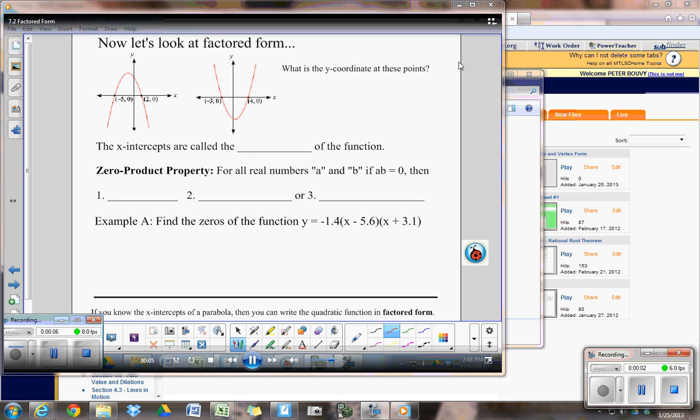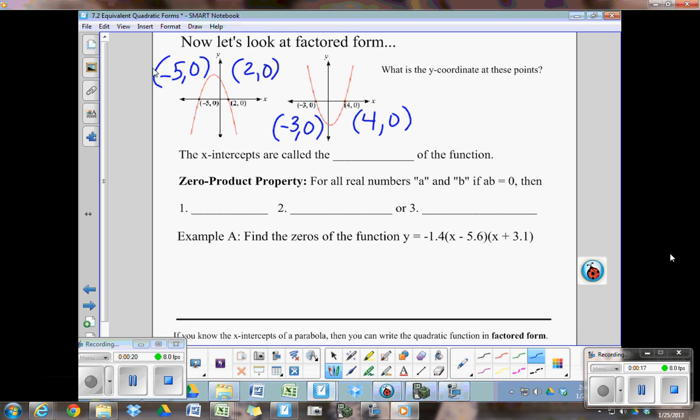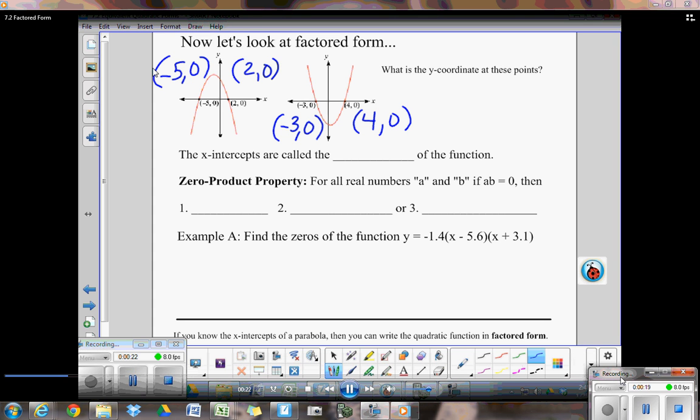Okay, guys, here we go. We're going to talk about factored form now. This is section 7.2, and we're looking at the factored form of a parabola. Again, just like the last video, this is me recording my voice over top of the silent video that I recorded in class today because the mic was out of batteries.